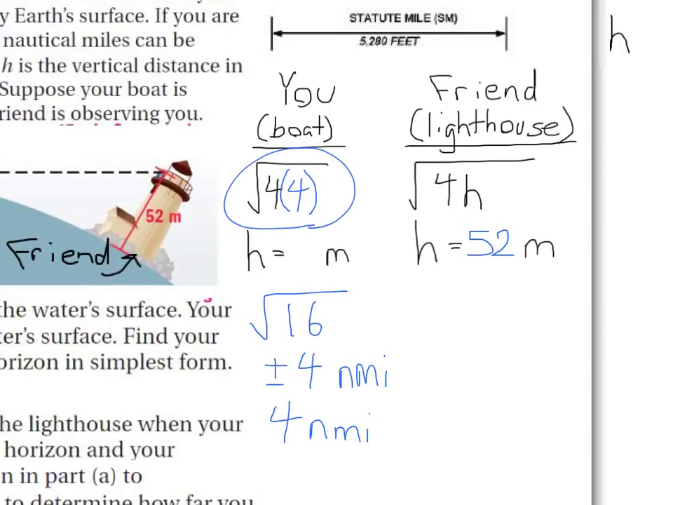Now, for our friend, very similar math is going to occur, however, not so clean as numbers as the square root of 16. Let's remove this h and let's replace it with that 52. Remember, it is not 452, it's 4 times 52.